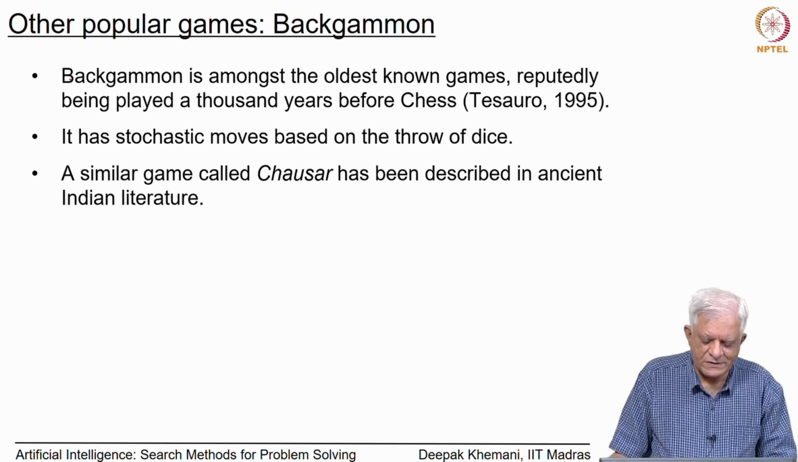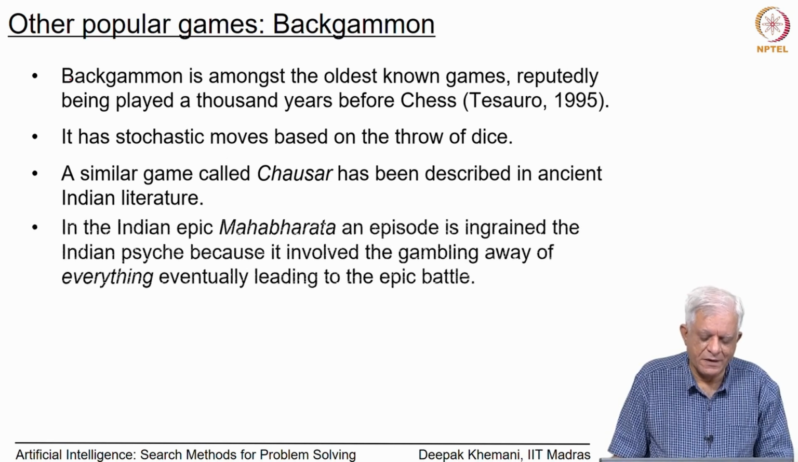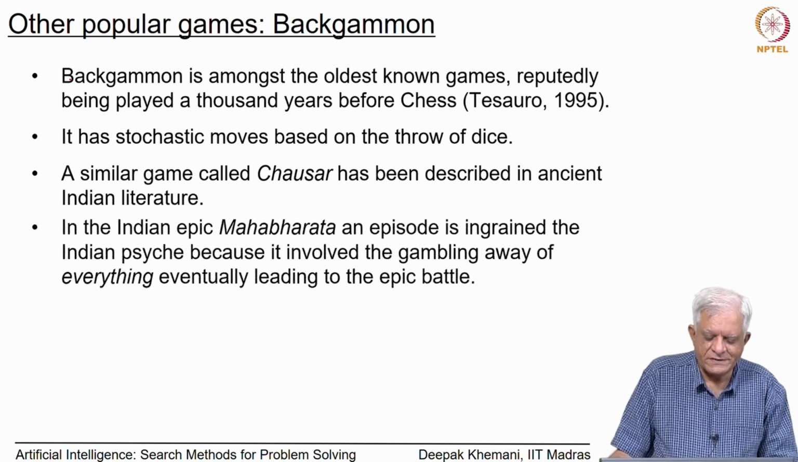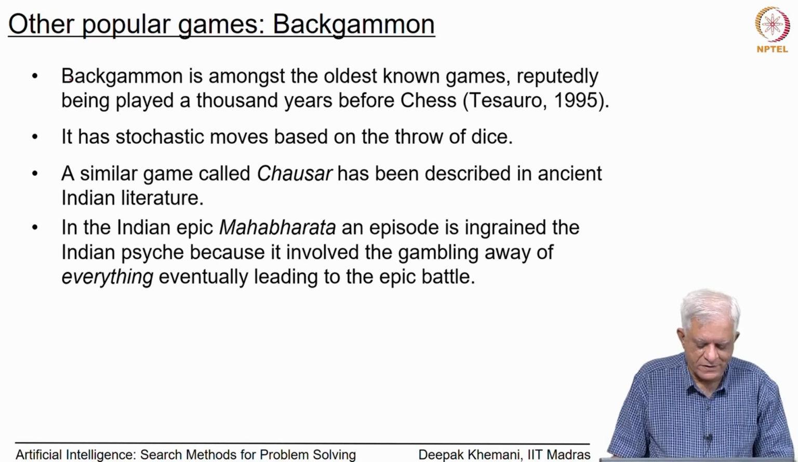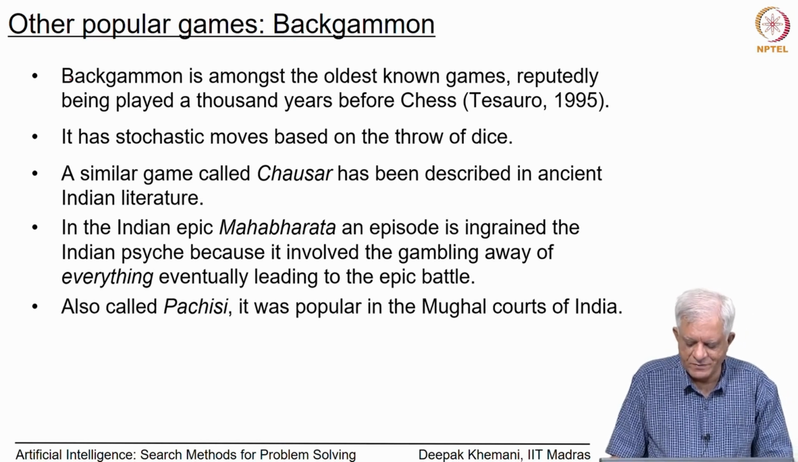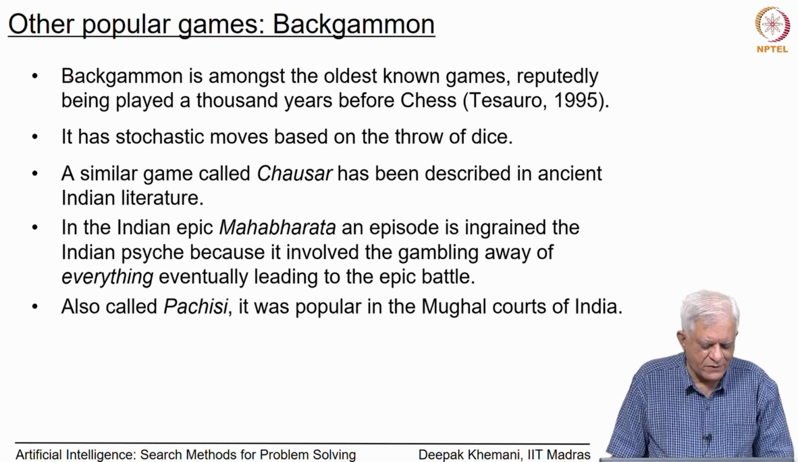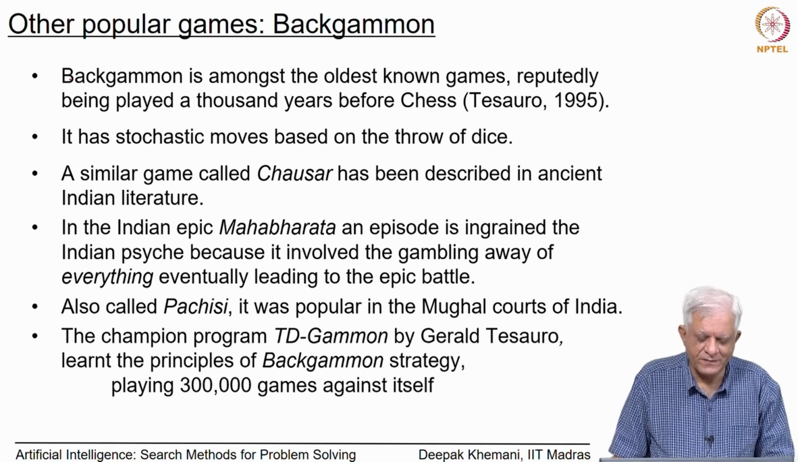A similar game called Chaupar has been described in ancient Indian literature as well. For those of you who are familiar with the Mahabharata, you know that Yudhishthira lost a dice game, and in the process he lost everything that he had, including himself, which led eventually to the epic war. It is also called Pachisi, and it was popular in Mughal courts in India. It is also a game where machines can beat humans comfortably.